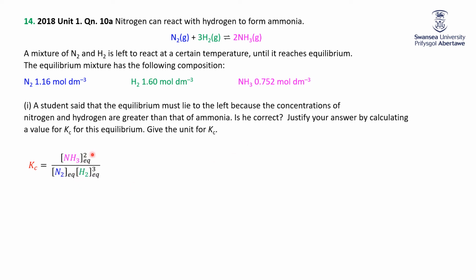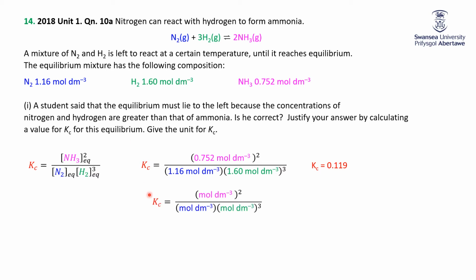Kc is NH3 squared over N2 times H2 cubed, because the 2 and the 3 coefficients become exponents, and you multiply the concentrations on each side. Throw in the values, pop them in our calculator, and we get Kc as 0.119. Now, of course, we should always look at the units. So ignoring the values, we've got concentration squared on top, concentration times concentration cubed on the bottom.